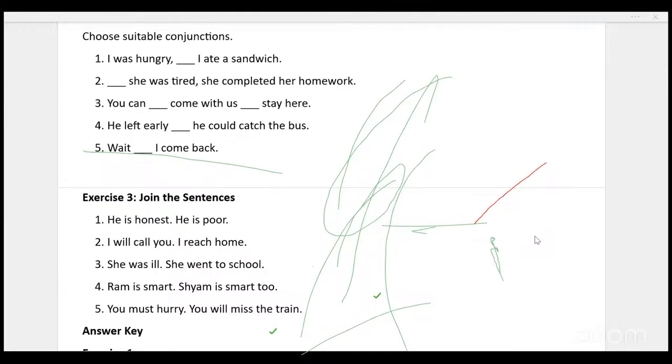Study hard or you will fail. Otherwise, you can say unless you study hard, you will fail. If you do not study hard, you will fail. These are all correct sentences. Yes.